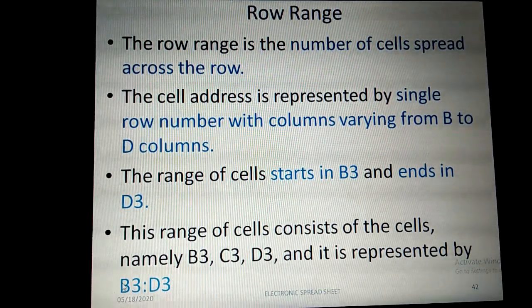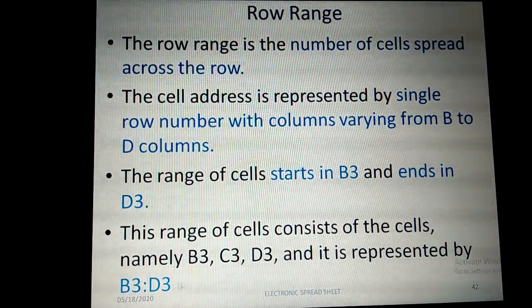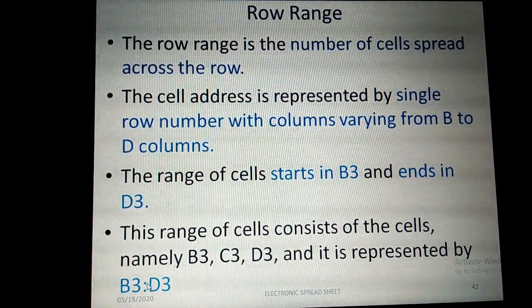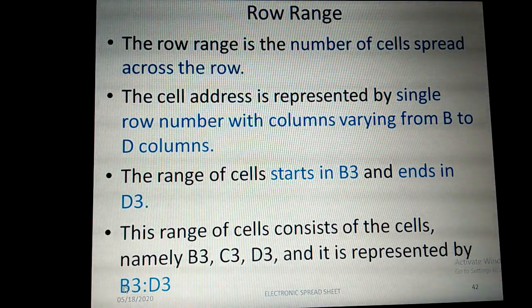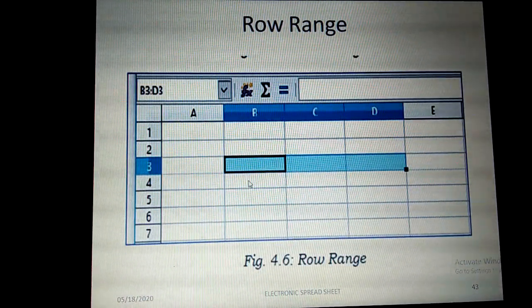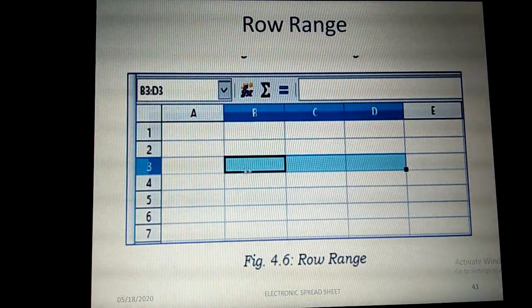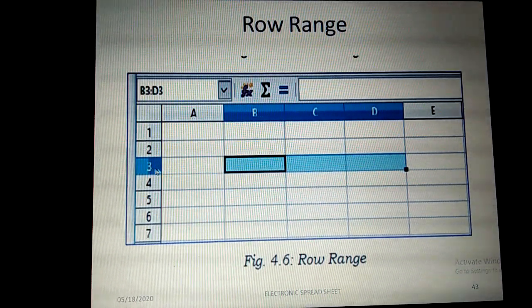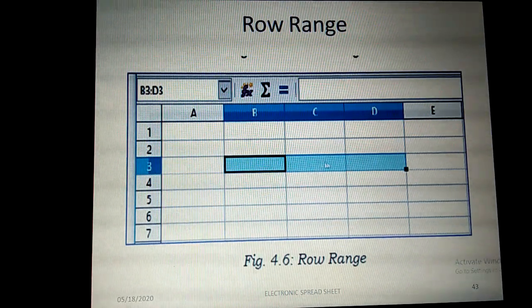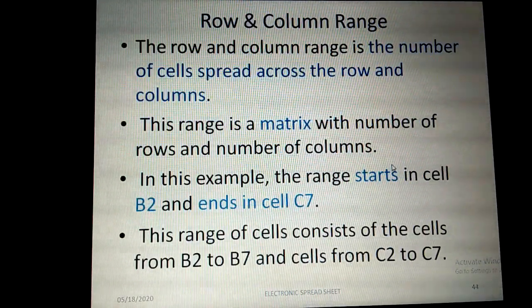We can write it like this also: B3 as the starting cell, and we can represent the ending cell along with the operator colon. So B3 colon D3 also represents the range of cells B3 to D3. Here B3 is the starting cell and D3 is the ending cell. So corresponding to row number 3, we have selected the range of cells, a group of cells. So it is known as row range.